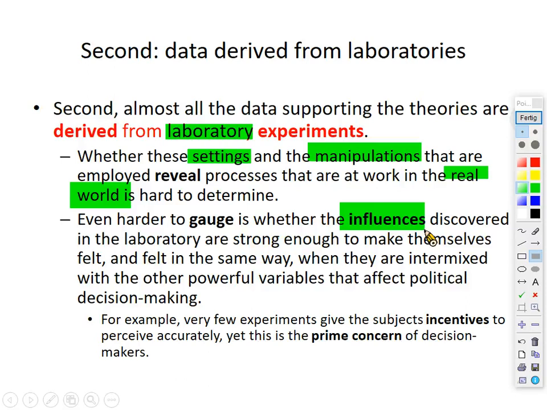So here, for example, very few experiments give the subjects incentive to perceive accurately. Yet this is the prime concern of decision makers. And this is very interesting. That is, a lot of psychological studies emphasize the study of misperceptions. They use distorted facts to feed into the subjects, and ask them to respond. But in the real world, let's look at ourselves. When we make decisions, we love to perceive correctly, right? But psychological studies do not pay attention to this. There are very, very few. So perceiving things correctly should be the prime concern for us, the decision makers. But the problem is that psychological studies don't talk about this.